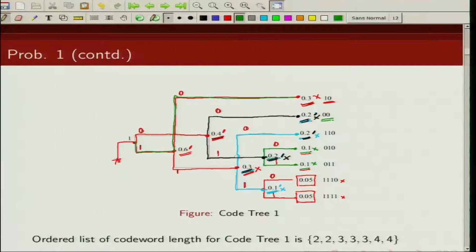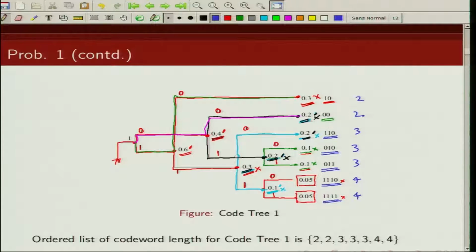The code word for this comes out to be 00. You can see 00. And similarly, you can find the code words for the others: 110, 011, 1110, and 1111. So the code word lengths are 2, 2, 3, 3, 3, 4, 4.